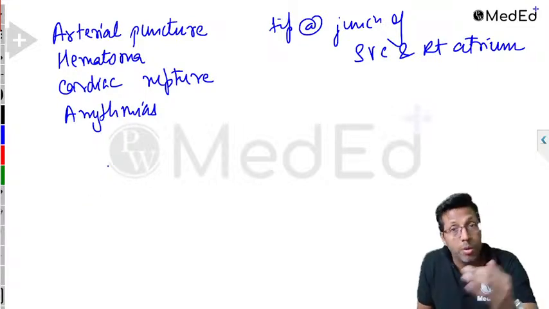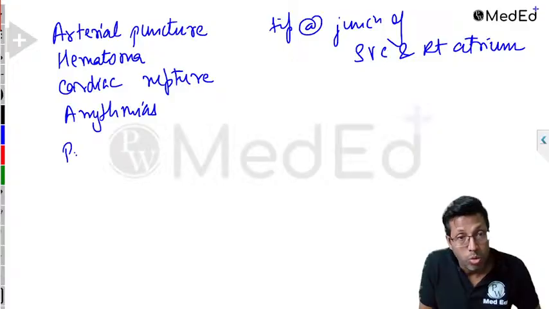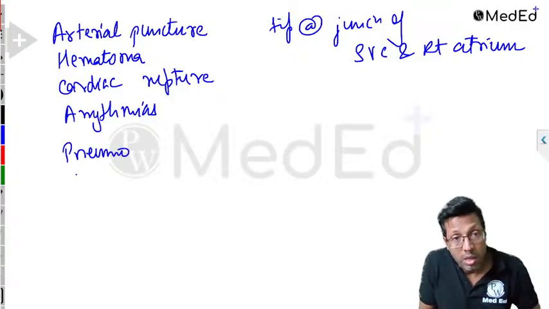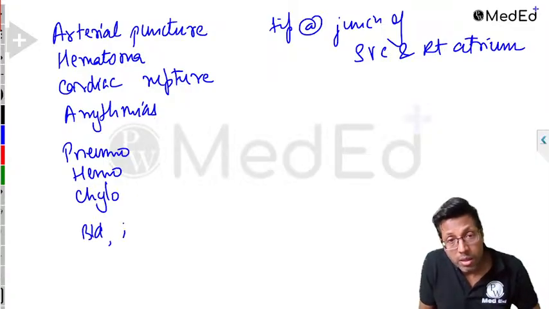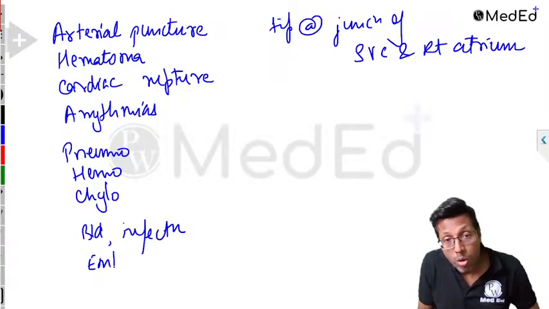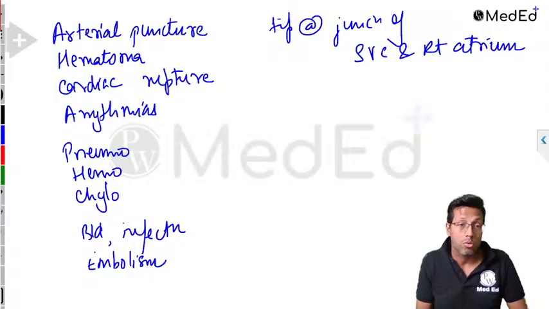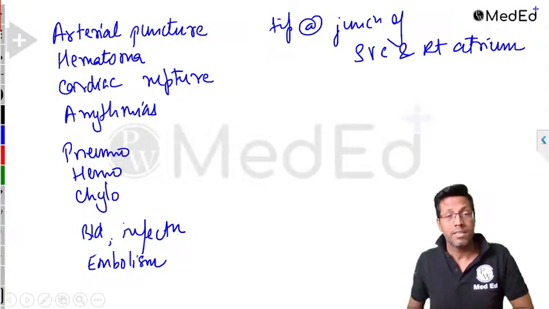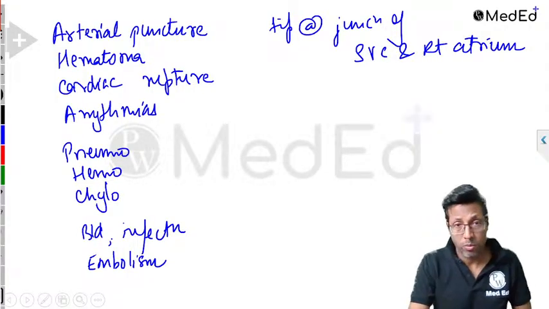Apart from that, now let's talk about the respiratory complications. What can happen to the lungs? Pneumothorax, hemothorax, chylothorax. Remember chylothorax on the left side? There can be bleeding, there can be infections, and if you open it to air, chances of embolism are also there. Though it is used for treatment of embolism, it can also cause embolism. These are the complications. Okay, clear everyone?